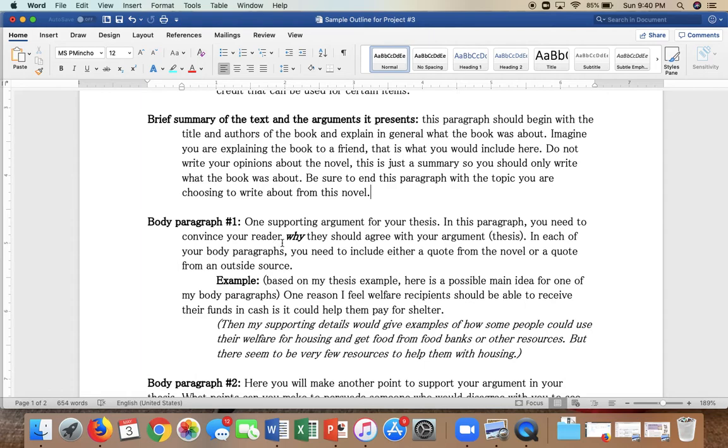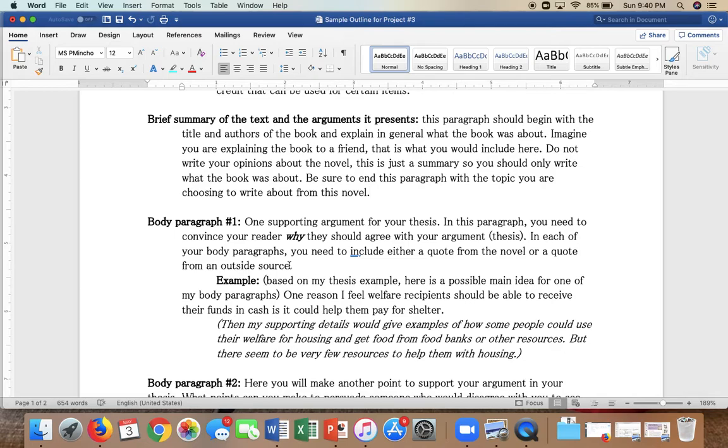So you're going to use these paragraphs to convince your reader why they should agree with your argument. In these paragraphs, you need to include either a quote from the novel or a quote from an outside source, one or the other in each body paragraph.